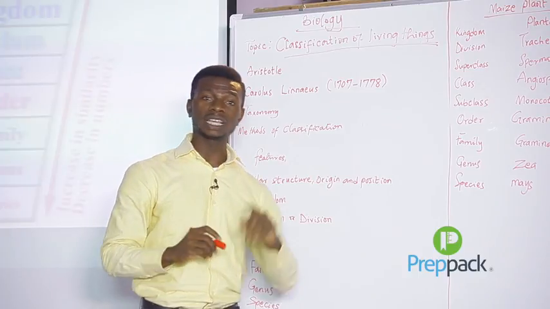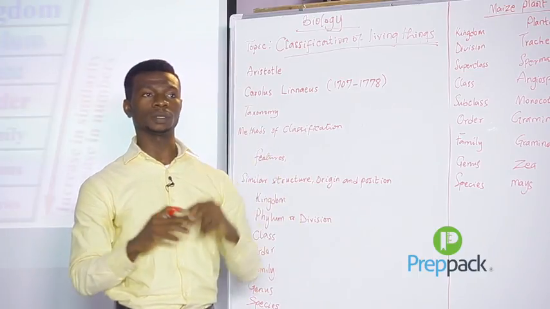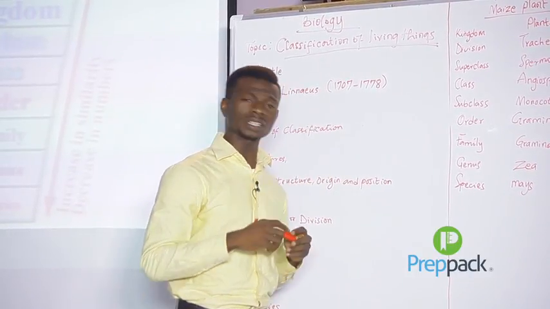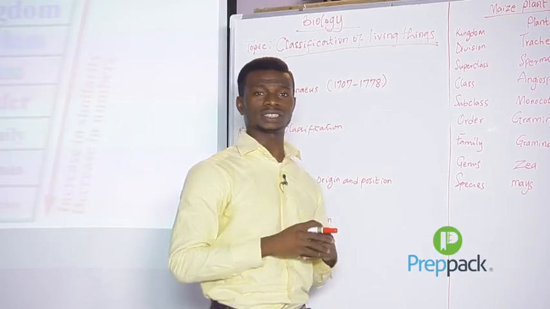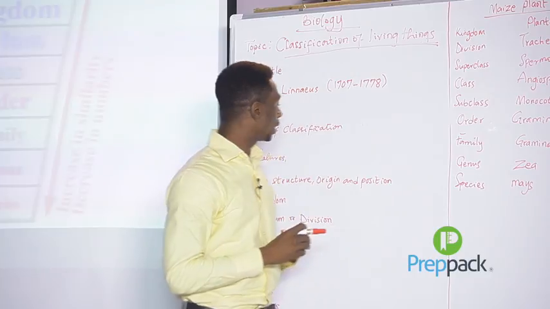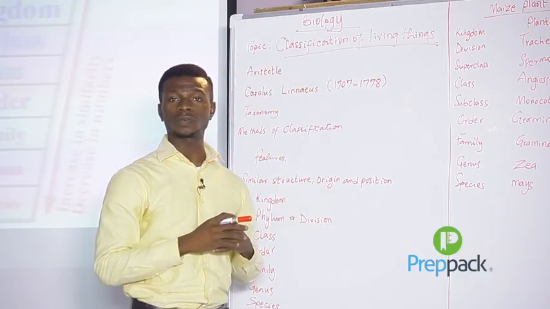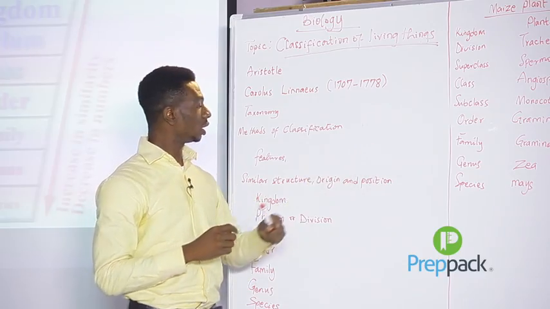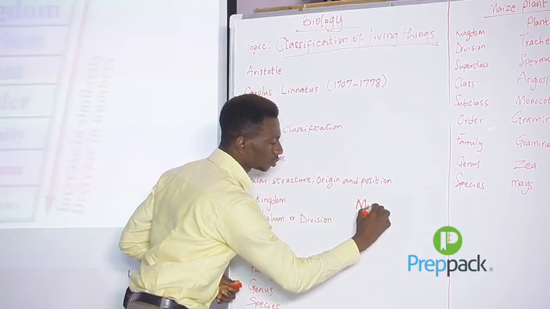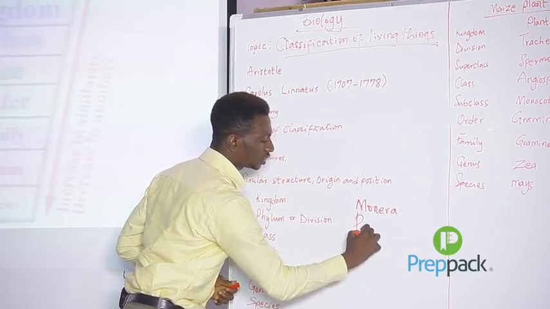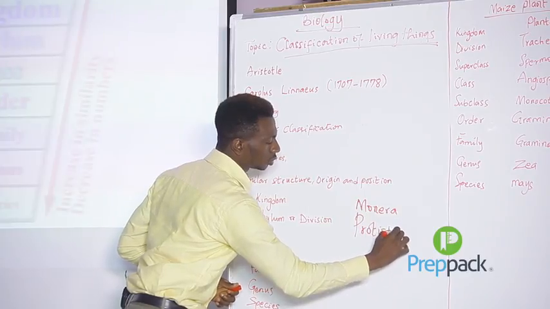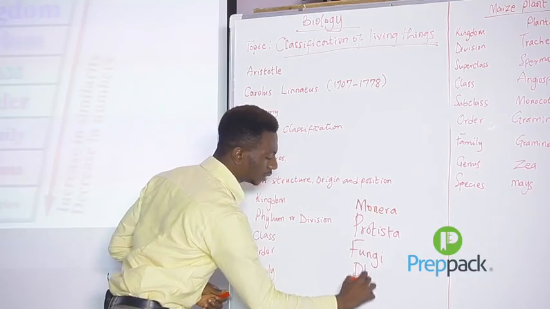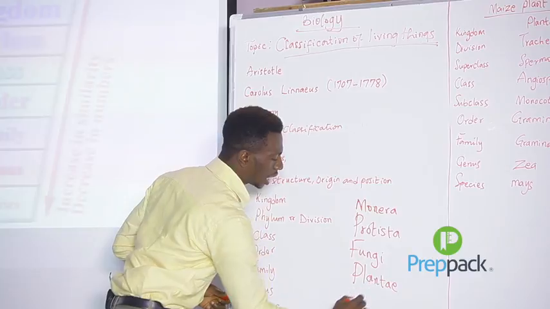And what is the problem? He classified living things into two kingdoms, the plant kingdom and the animal kingdom. So where do organisms like fungi and lichens fall into? That's why in the modern system of classification, we have the five kingdoms: kingdom Monera, kingdom Protista, kingdom Fungi, kingdom Plantae, and kingdom Animalia.